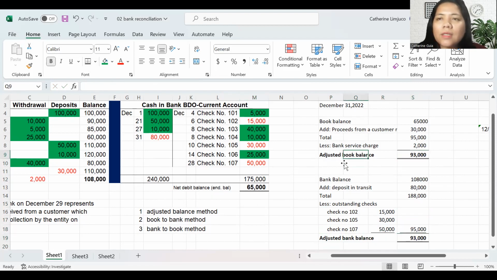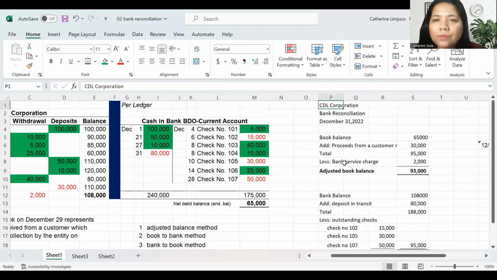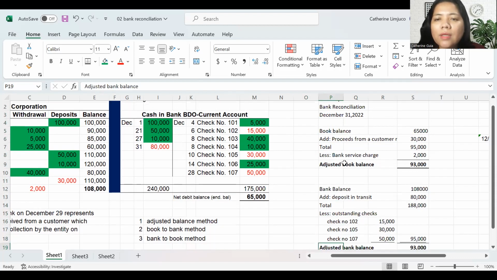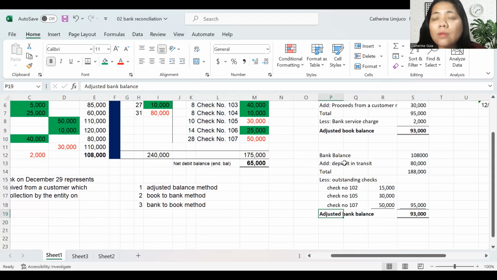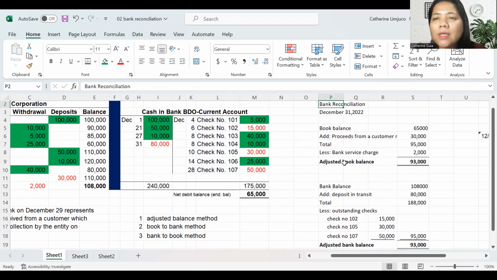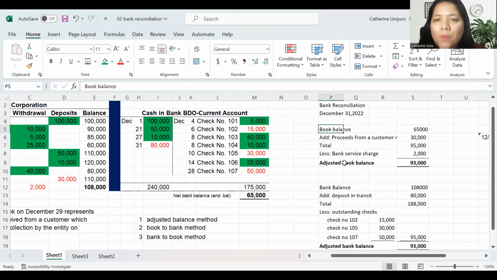So this is our bank reconciliation using the adjusted balance method. You will see that the adjusted book balance is the same as the adjusted bank balance. Don't get confused because even if there are reconciling items under our adjusted bank balance, this does not require any adjusting entry. Only items in our books, like the proceeds and bank service charge, will have an adjusting entry.